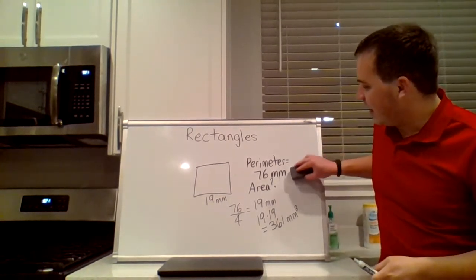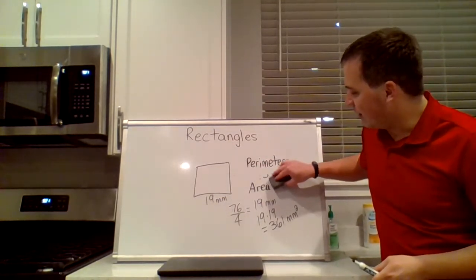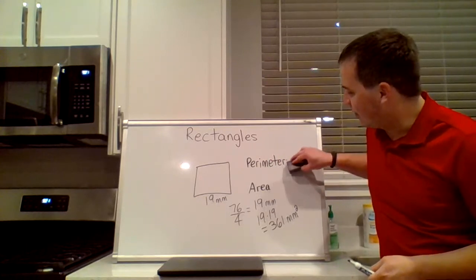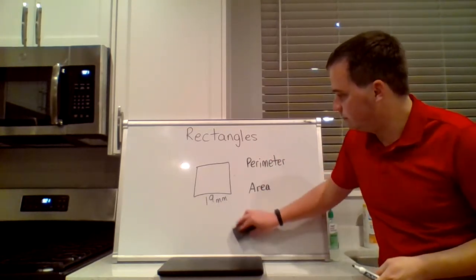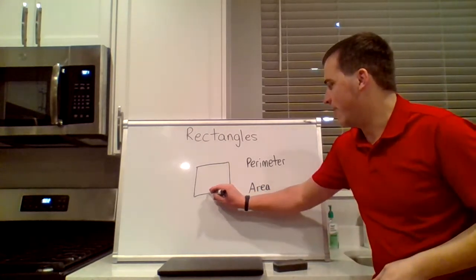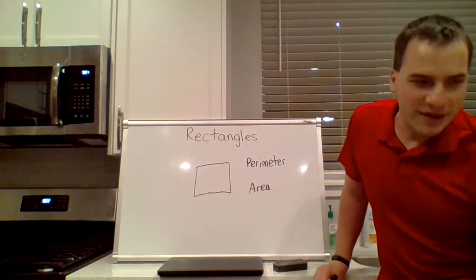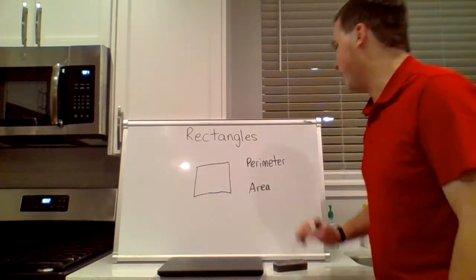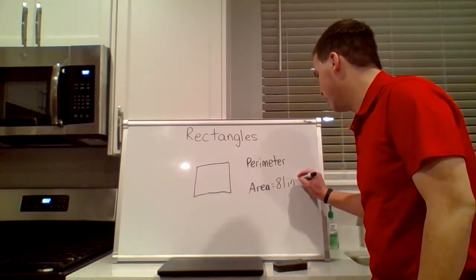Okay, that is one example. Now let's do a different example where you're given an area and need to find the perimeter. In this example, suppose the area of the square is 81 square inches.